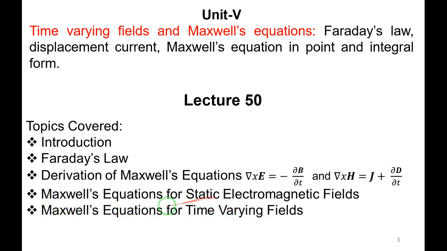What is the difference between the Maxwell's equations for static electromagnetic fields and time varying fields? We'll see, right? Then we'll try to derive one or two equations of Maxwell's equations. Only two equations we will derive, not all the equations, because a few equations we have already come across, right?